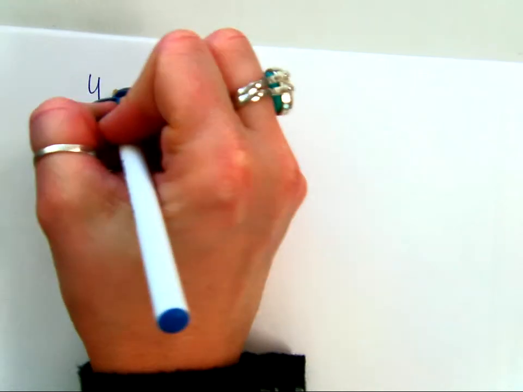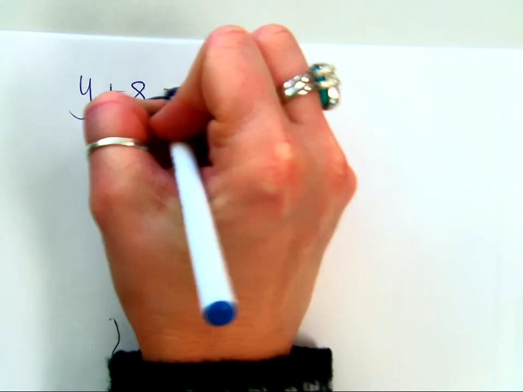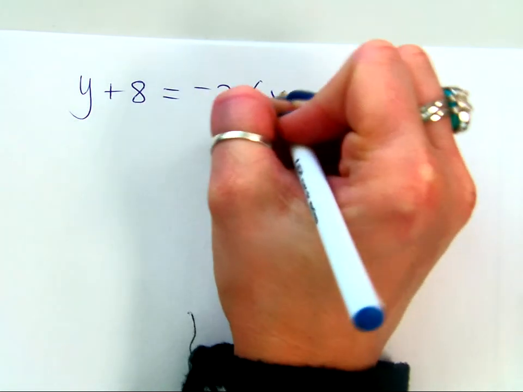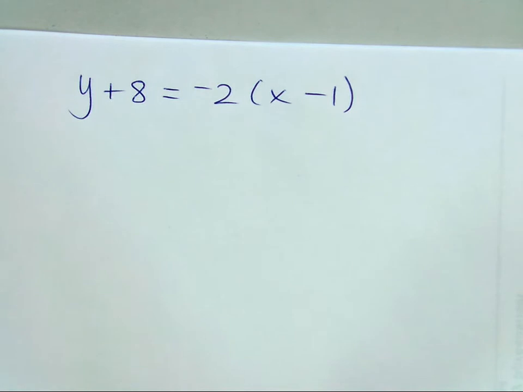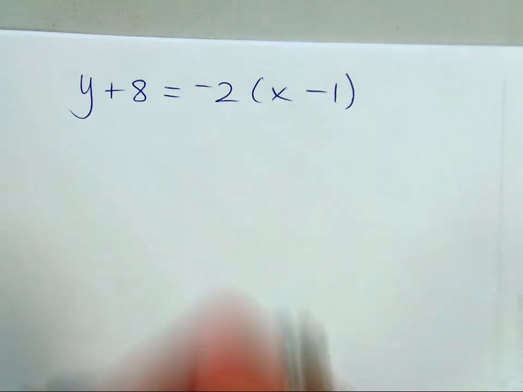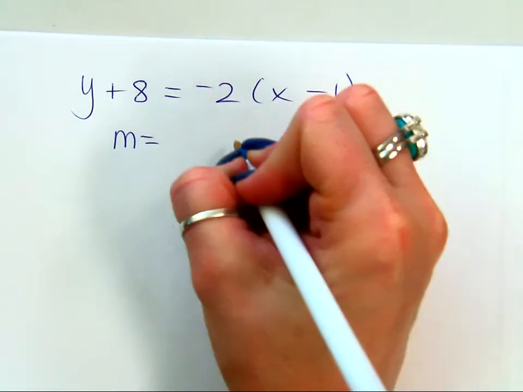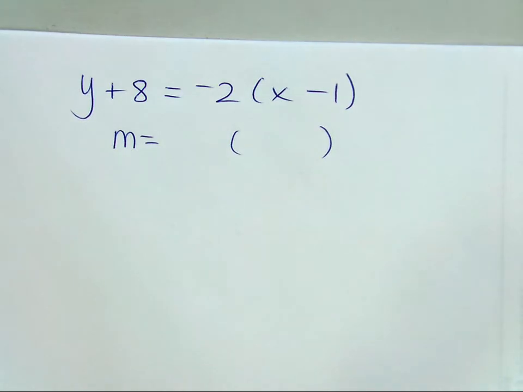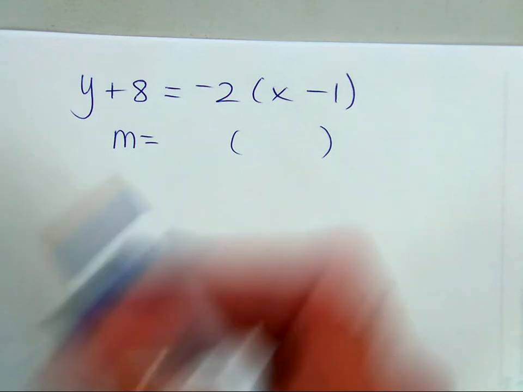Meaning if I give it to you in point slope form. So for example, if I were to say y plus 8 is equal to -2 times x minus 1, and start you off with that, could you give me the slope and the point? Yeah, you should be able to. It kind of just works backwards. So the slope is the easiest, right? So get that out of the way. What's the slope? You're staring at it. It's -2.